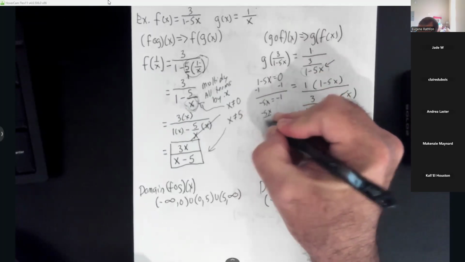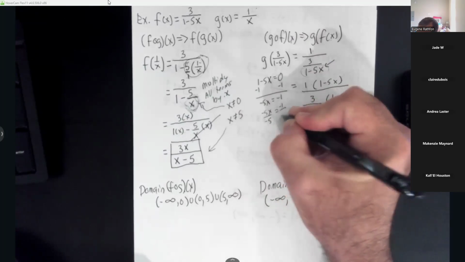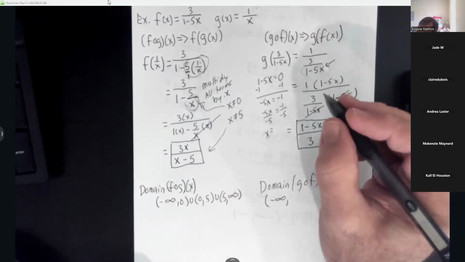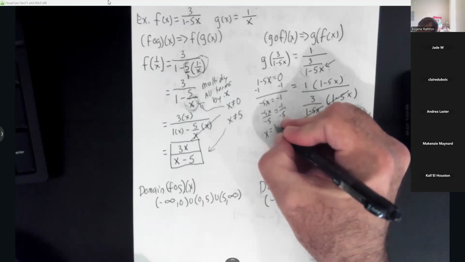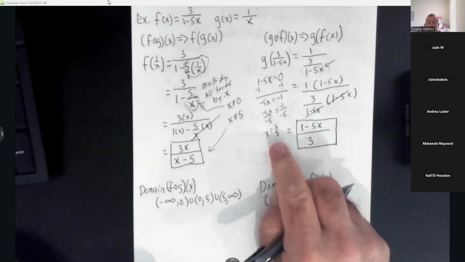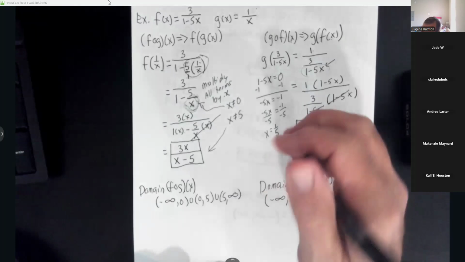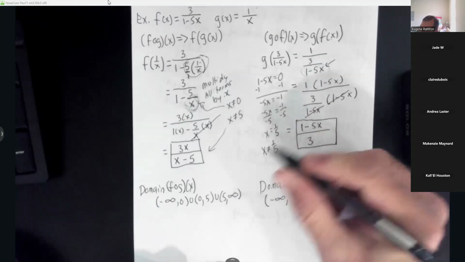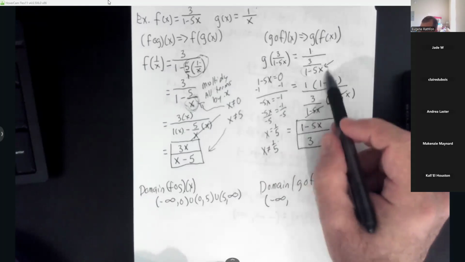Divide both sides by negative 5. So that gives me an x. Negative 1 over negative 5 makes that a positive. And y'all, I can't do nothing with that, so it's going to be a 1/5. So that means for this one, x cannot equal 1/5 because of this place, okay?